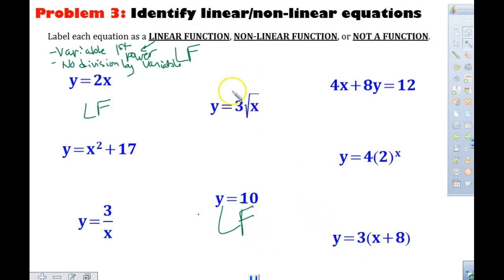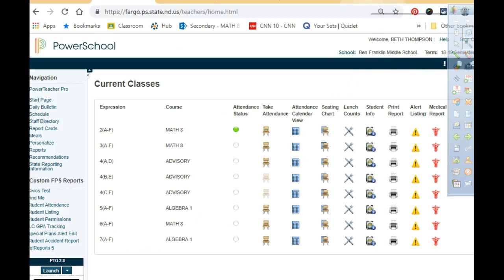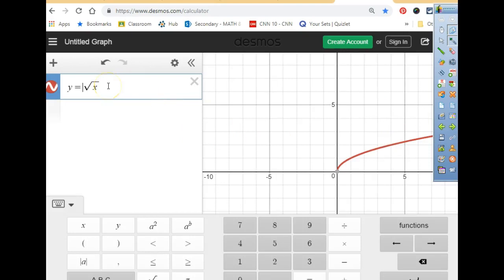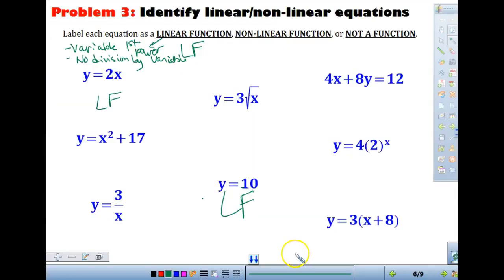3 square root. I'm going to show you on the Desmos calculator what that looks like. Okay, so if I put that in, and I put in y equals, and it kind of goes like this. If our equation was 3 square root of x, so we change it, y equals 3 square root of x, it looks like that. So when we are trying to decide function or not a function, definitely not a function.